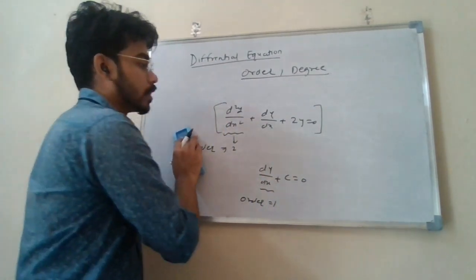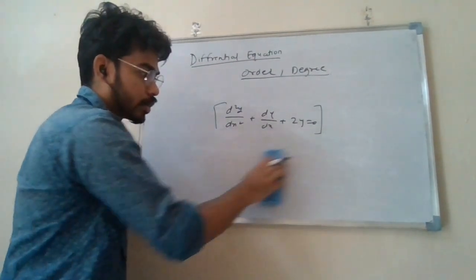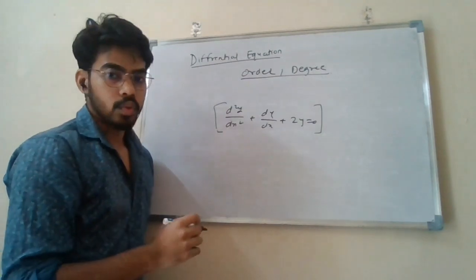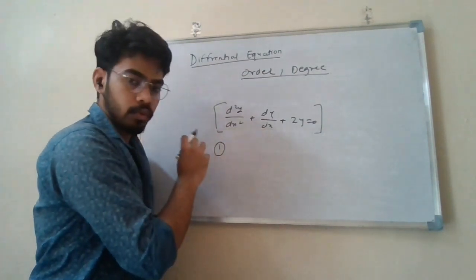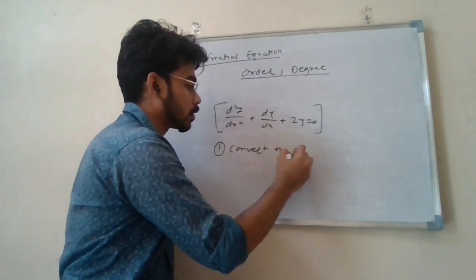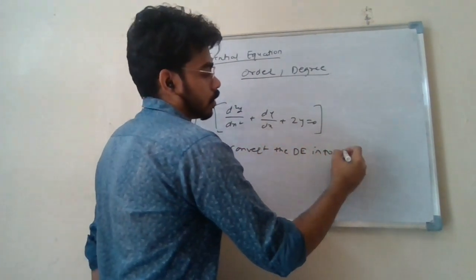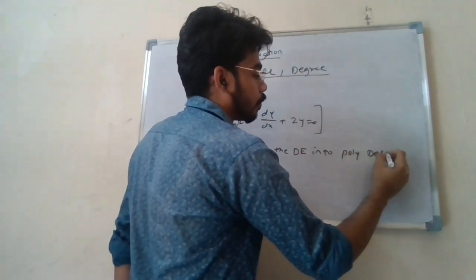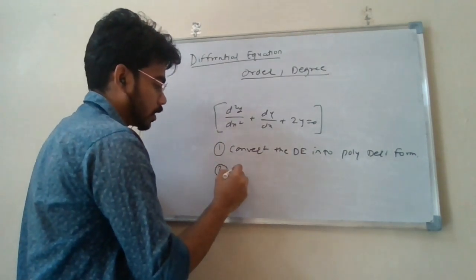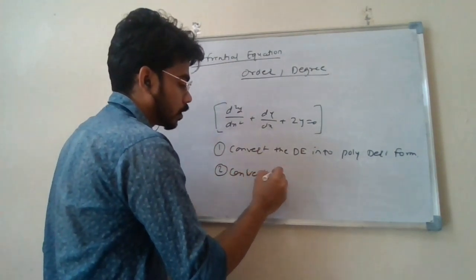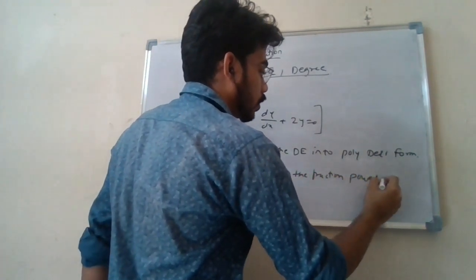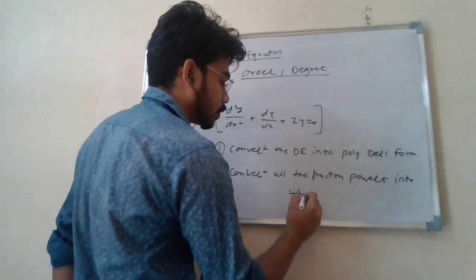Next, what is degree? Finding the degree is very important. To find the degree, we have to remember two points. First point, whatever the differential equation we have, convert the differential equation into polynomial derivative form. What is polynomial derivative form? We will see later. And the second point is to convert all the fractional powers into whole numbers.